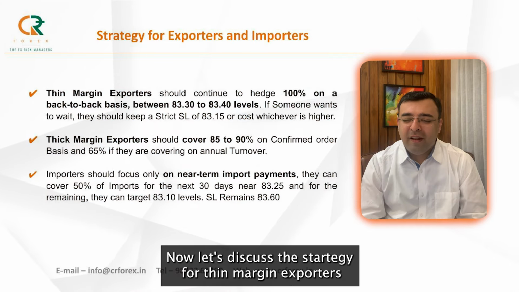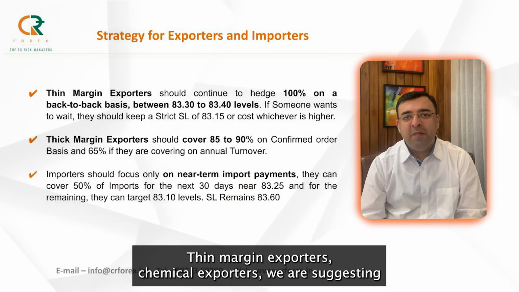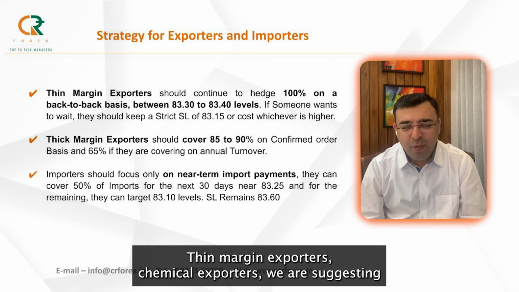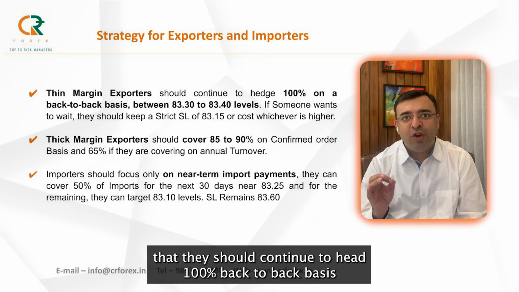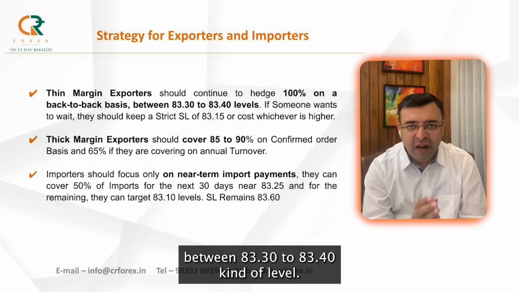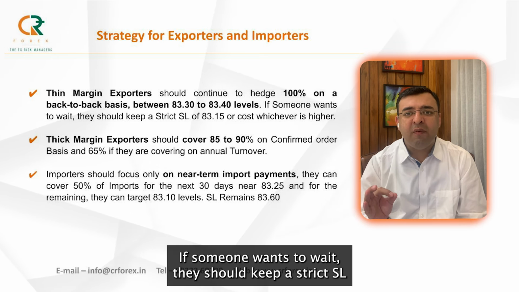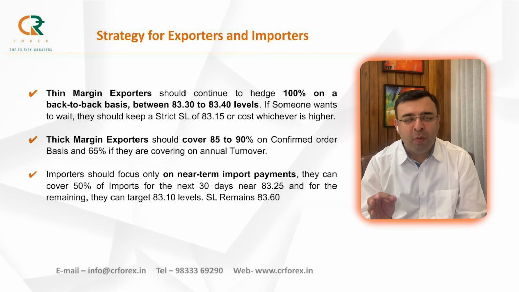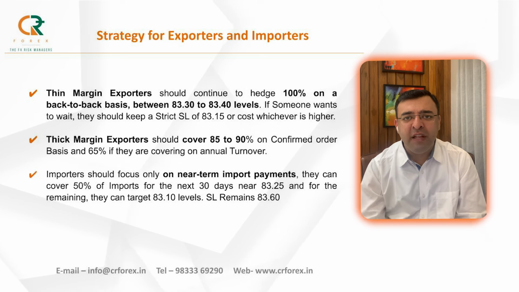Now let us discuss strategy for thin margin exporters. Thin margin exporters like agri exporter, chemical exporters, we are suggesting them that they should continue to hedge 100% on a back-to-back basis between 83.30 to 83.40 kind of a level. If someone wants to wait, they should keep a strict stop loss of 83.15 or costing, whichever is higher.